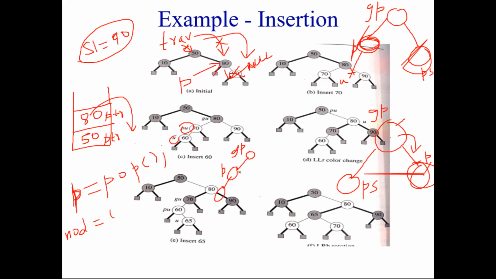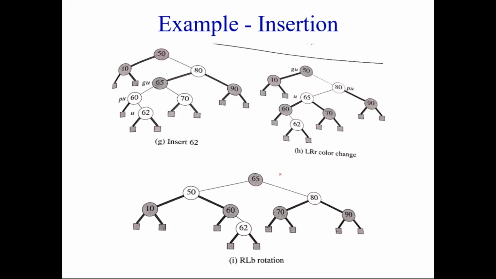In this case, if you call the function to get the parent sibling with P and GP, there is actually no right child at all for GP. So it will return null. But null is also treated as black color. Null nodes are also treated as black color. That's what I'm trying to explain.